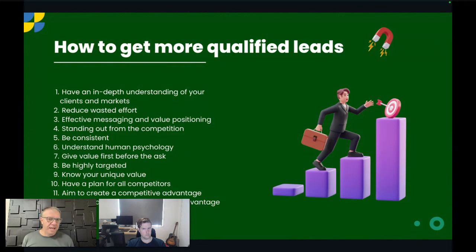We want to be highly targeted. You need to know your unique value at each stage of a client's maturity. You need to have a plan for all competitors. Not all competitors are direct competitors. It's anything that's vying for the attention of your buying persona, which we'll get into a little later as well. And you have to aim to create a competitive advantage. It does not make sense for anyone to go head to head with a stronger competitor. We have to figure out a way to be different and to stand out.